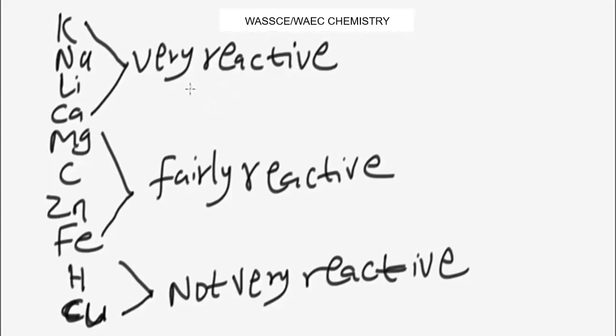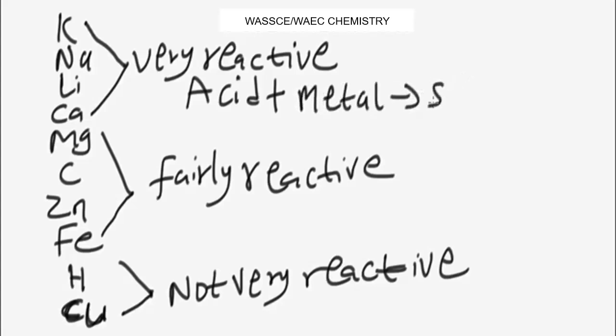Note again, acid reacts with metal to produce salts and hydrogen. So acid reacts with metal to produce salt and what? Hydrogen gas, respectively. Now let's look at a simple example of this reaction, but take note of the reactivity series of metals I have outlined.